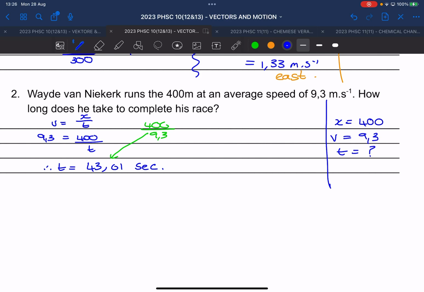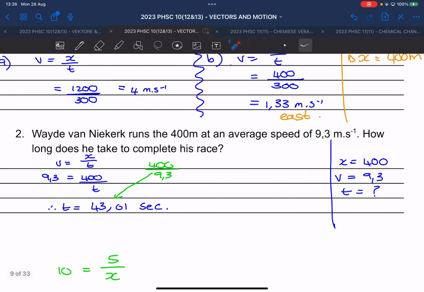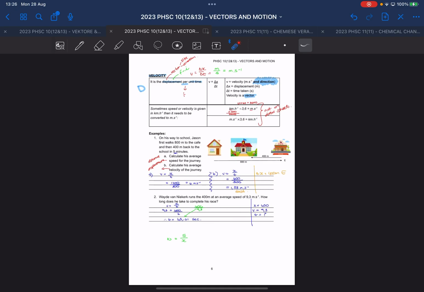43.0. Ronnie, what is x? Then why don't you do it here? But it's a different question. Yes. If that comma 01 was like comma 00, we don't have to write comma 00.